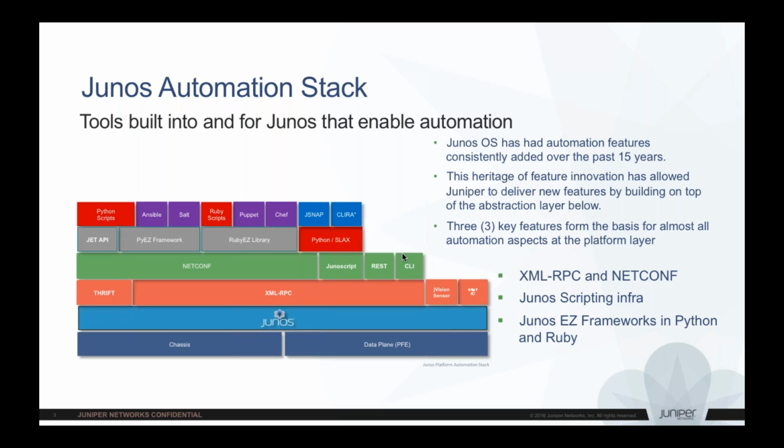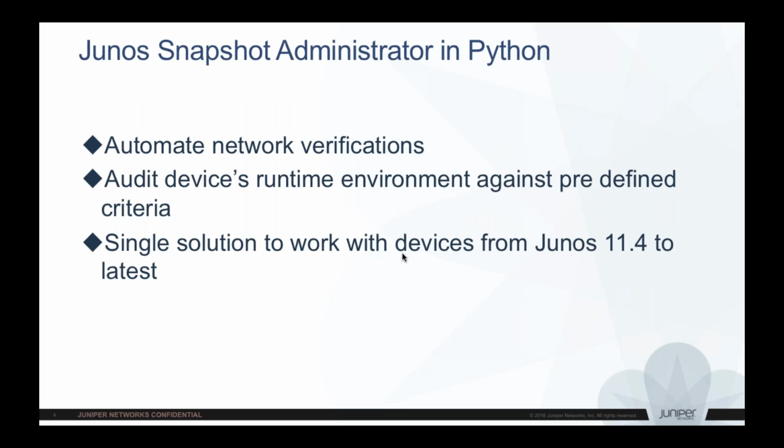Now, moving to the topic of the day, which is JSNAPy, which is Junos Snapshot Administrator in Python. This is an earlier version of JSNAP that was developed in SLAX, a Juniper proprietary XML-based language that is now rewritten in Python and with additional features. This can be used in test automation and network auditing.